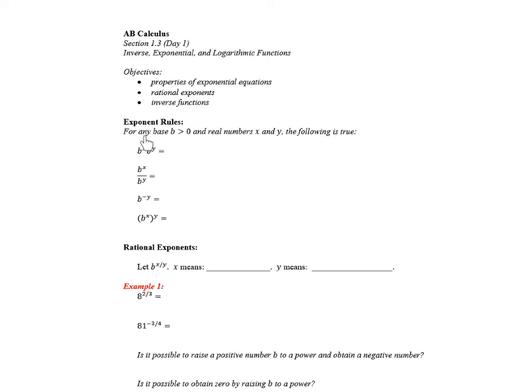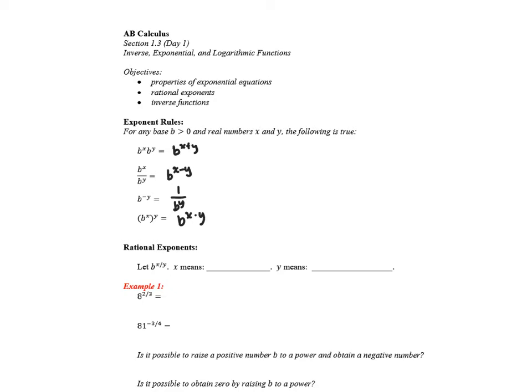Some exponent rules for any base b, which is greater than 0, and real numbers x and y, the following are true. So, rules of exponents. b to the x times b to the y ends up being b to the x plus y. b to the x divided by b to the y can be written as b to the x minus y. b to the negative y is the same as 1 over b to the y. And b to the x to the y power is our product rule of exponents, b to the x times y.